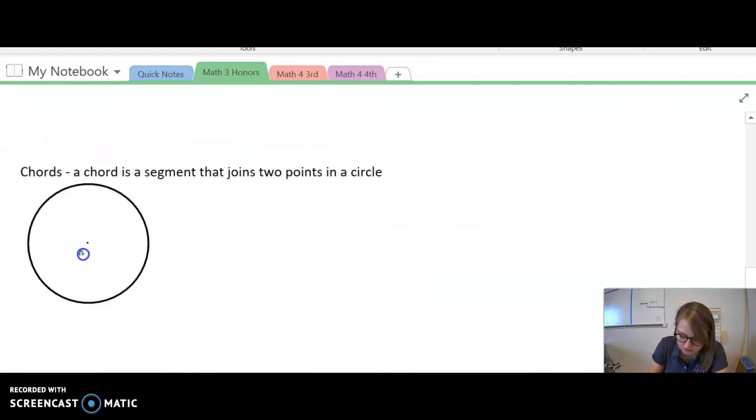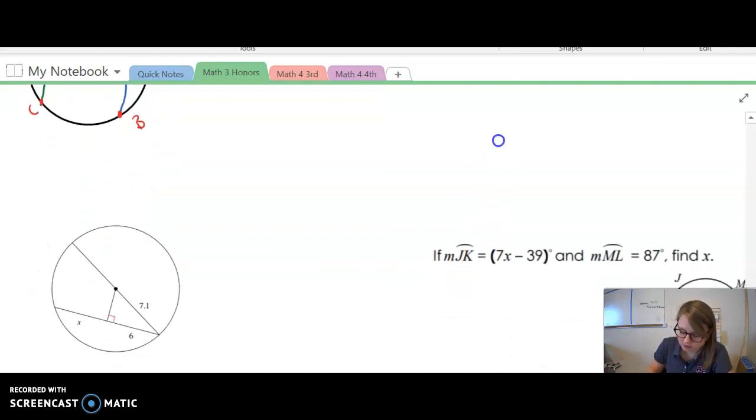Alright, so a chord is going to be a segment that joins 2 points in a circle. So say we had A, B, C, and D. Well, really, a chord is just connecting these 2 points. So that's a chord, this is a chord, this is a chord. You know, I could go on. I can make any chord that I wanted. So, you know, it's just connecting 2 points in a circle. So now let's use this in some problems.